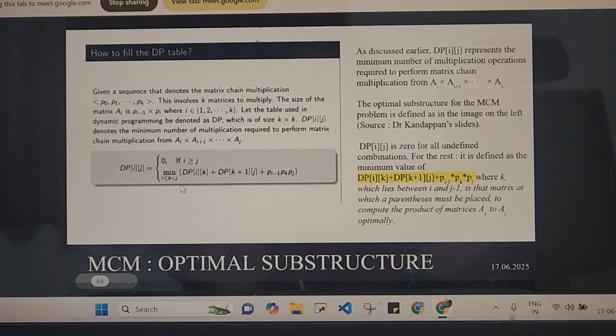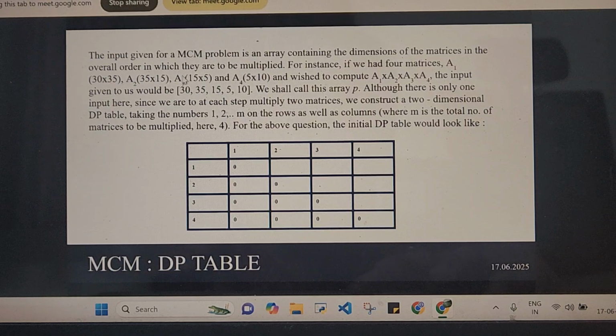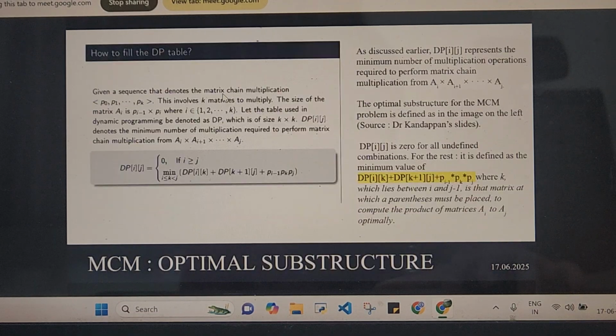I know this sounds very abstract, just a mathematical equation at this point. I'm going to break it down for you. Let me first quickly reiterate what this p is. P is the array of dimensions that you had. So this 30, 35, 15, 5, 10, that is your array P. So p of i minus 1 would be the i minus 1th element of this array, p of k would be the kth element, and p of j would be the jth element. So this part is clear.